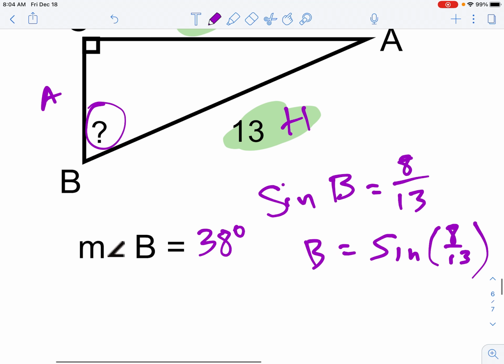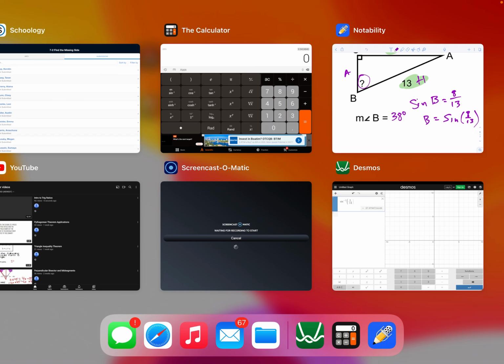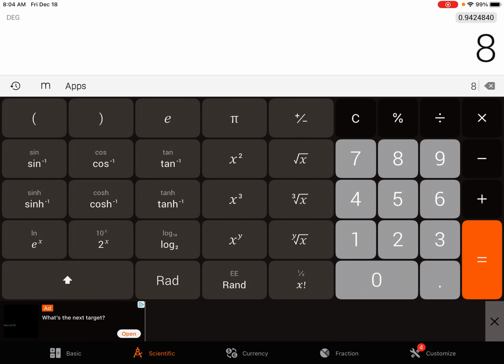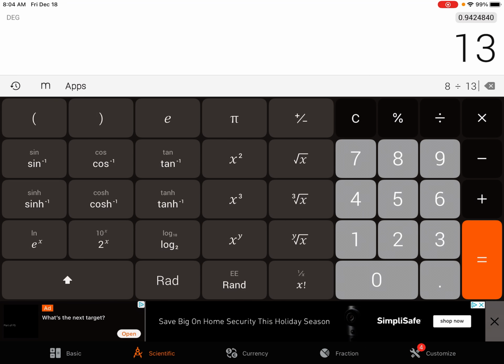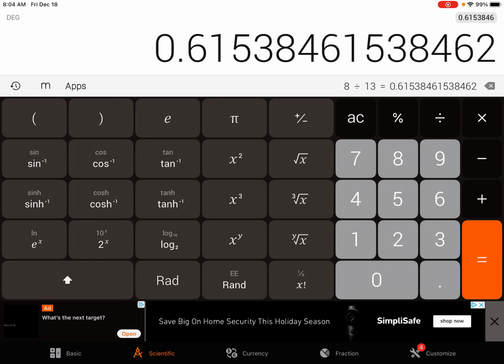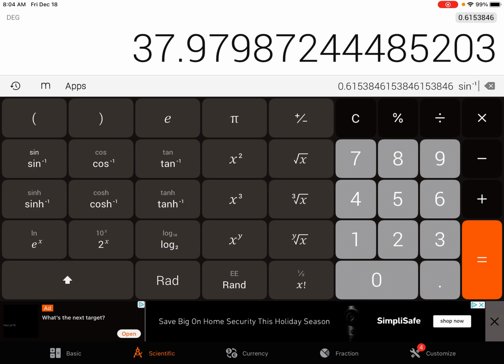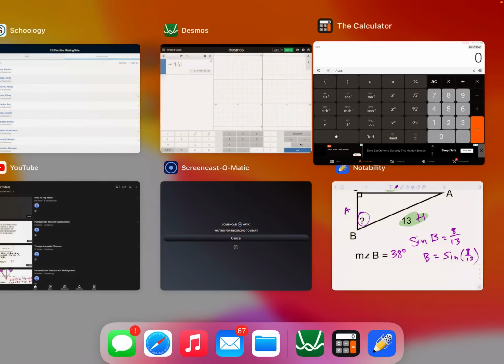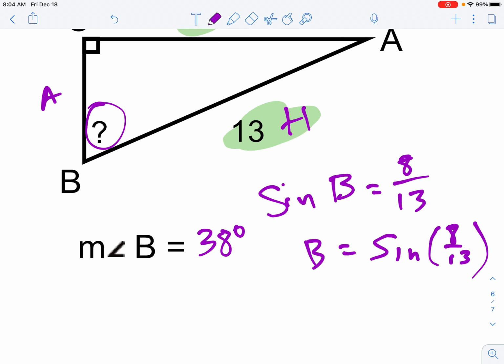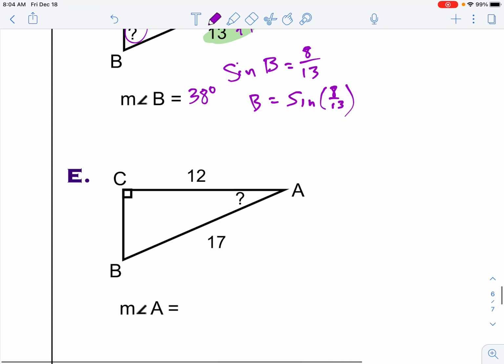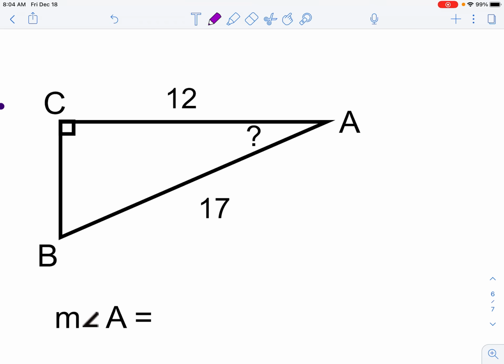If you're going to use the iPad calculator, you're going to do 8 divided by 13 first, equals, and then we're going to do the sine inverse and get 37.97, which is 38 degrees. Okay. If you have a TI-84 calculator, you would just do sine inverse, much like you would type it into the Desmos. Okay. All right, so let's go through this one.